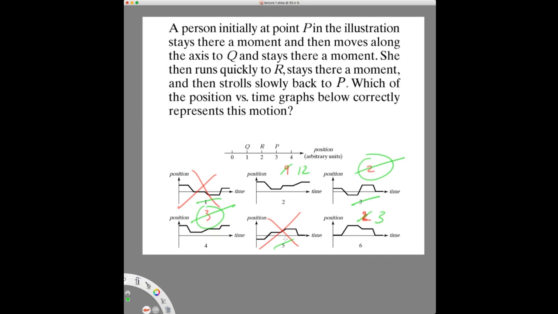Is there anything else that's wrong with number 3? Anyone? Wyatt? On number 3, it says that you go slowly back to P, but on number 4, it goes quickly back. Okay, but I'm still on number 3. You're on number 3? Okay. Yeah, anything else wrong with number 3?